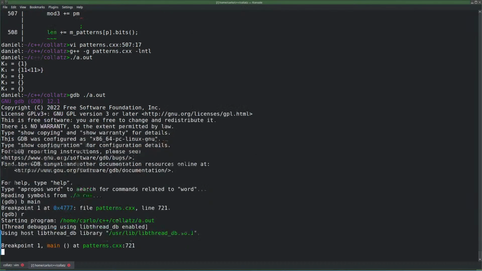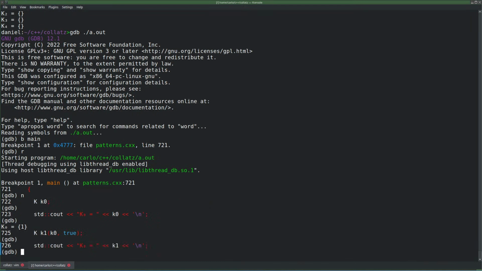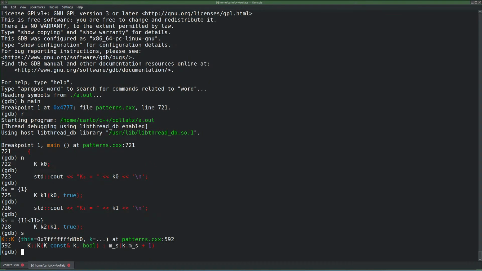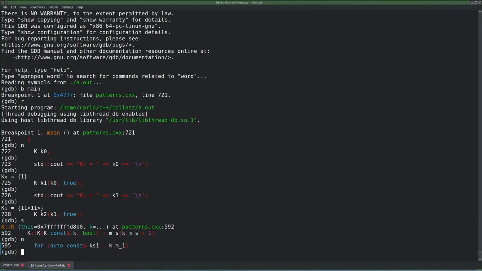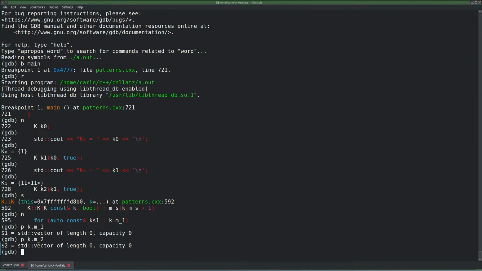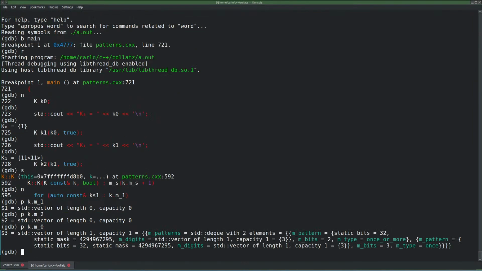Break main, run, next, K1. So at the moment I make K2. We're going to run over... stupid P. So maybe this is empty. It is empty. Oh, why is it empty? Okay, and that also empty. Yeah, that's not right.